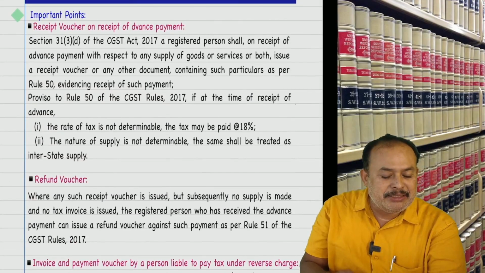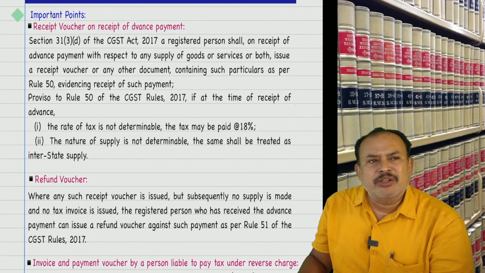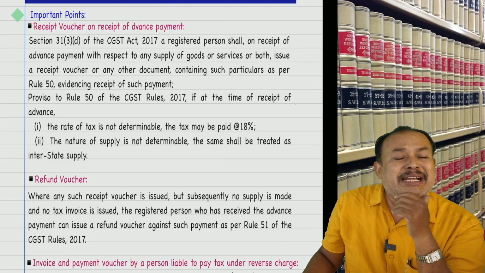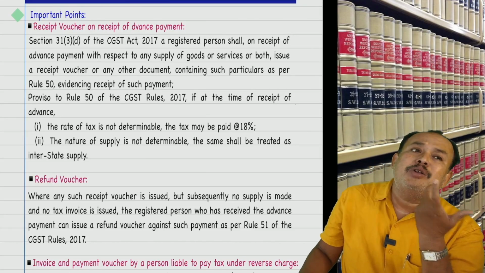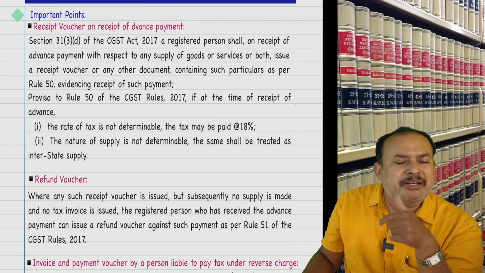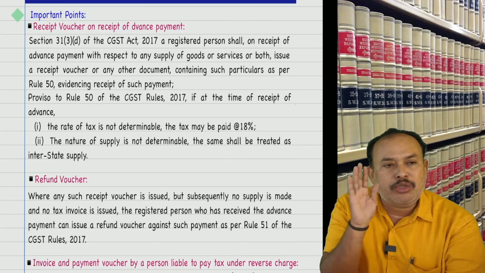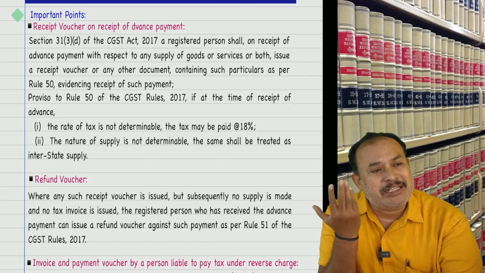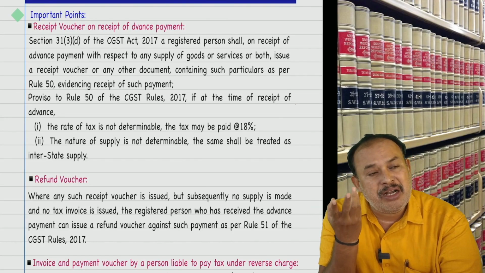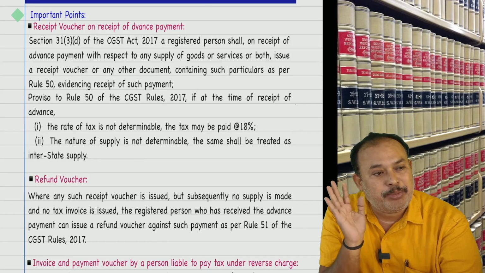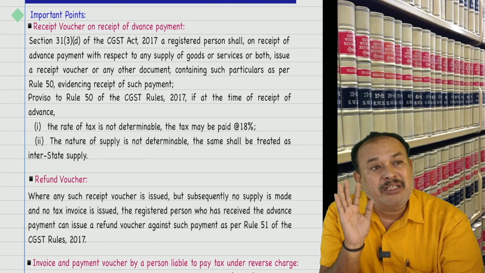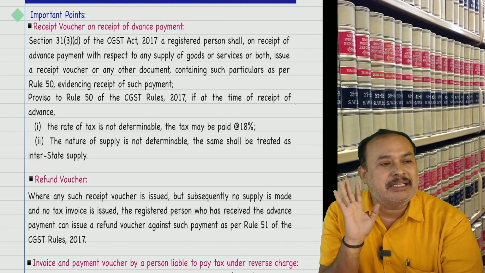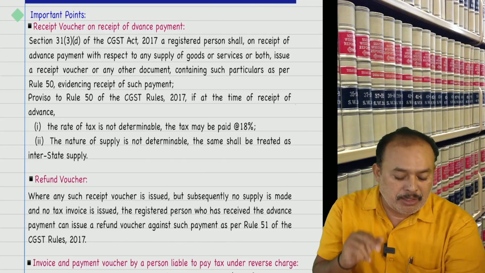Here I said, when the payment is received, at that time I do not know the rate of tax or the place of supply. By default, it is treated as interstate supply. If I do not know the place of supply, I do not know the rate of tax. By default, what rate is applicable? 18%. Interstate, so IGST will apply.